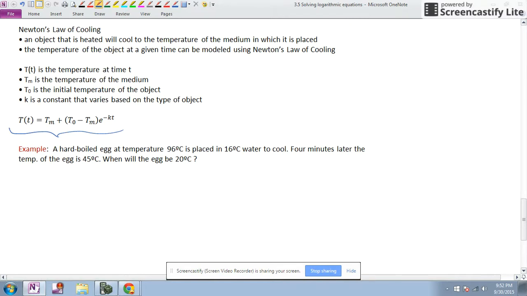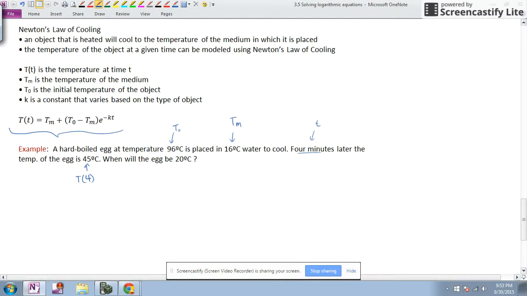And so we have a hard-boiled egg, and the egg's initial temperature is 96 degrees. So boom, there's your T0. It's placed in 16 degrees Celsius water, so there is the temperature of your medium. And after 4 minutes, hey, there's your time, it dropped down to 45 degrees. So that's your temperature at a given time. In fact, it's your temperature when little t is 4, because it was 4 minutes later.